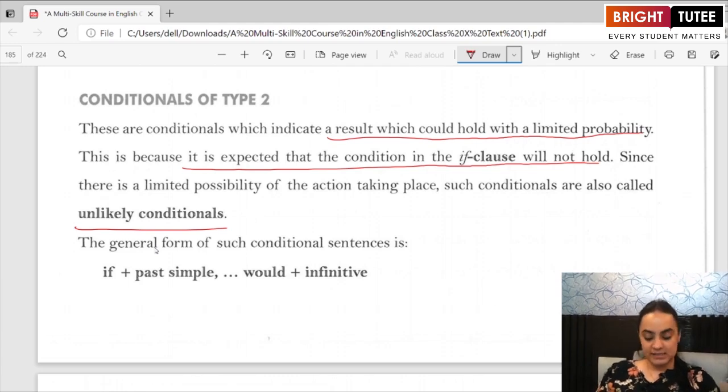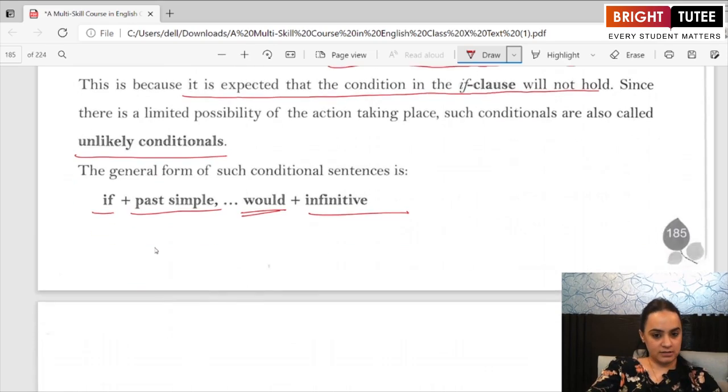Now, what is the basic structure? If plus the past simple. So far, the zero conditionals and the conditionals of type 1 talked about the simple present. And now the conditionals of type 2 deal with the simple past plus would and the infinitive.